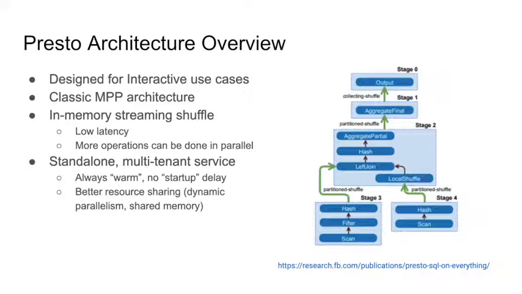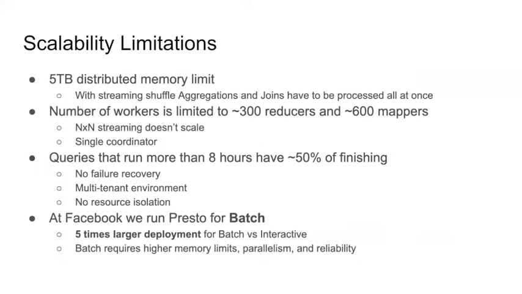But of course, it has some trade-offs. It has its own scalability limitations. In our current deployment at Facebook, our distributed memory limit per query is set to 5 terabytes. And because of the streaming nature of shuffle, the aggregations and joins have to be processed all at once. So it effectively limits the maximum size of join and aggregation to 5 terabytes.